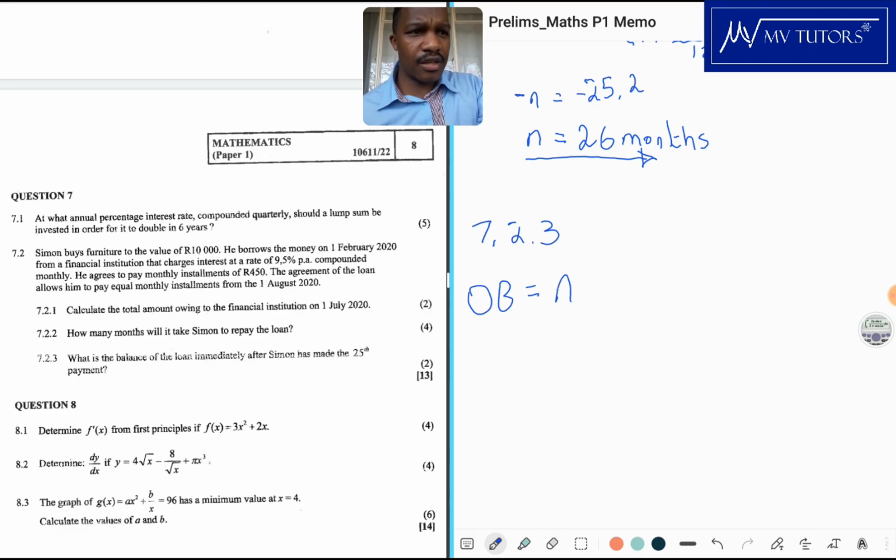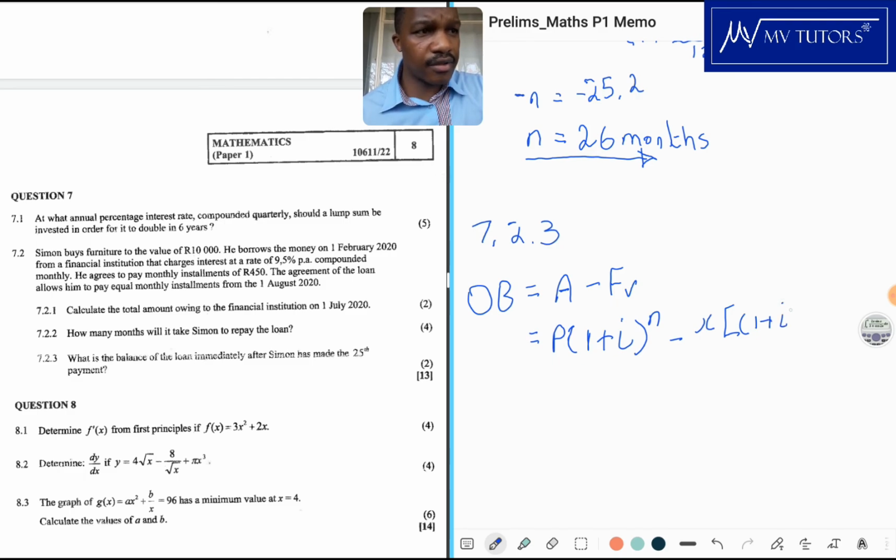So the outstanding balance formula is such that you have, really, it's just A minus the future value. Okay, what do I mean? A is going to be P times 1 plus i to the power n, minus the future value formula, that's that one, that x, times 1 plus i to the power n, and then you've got minus 1 there, and all of this is divided by i, just like that.